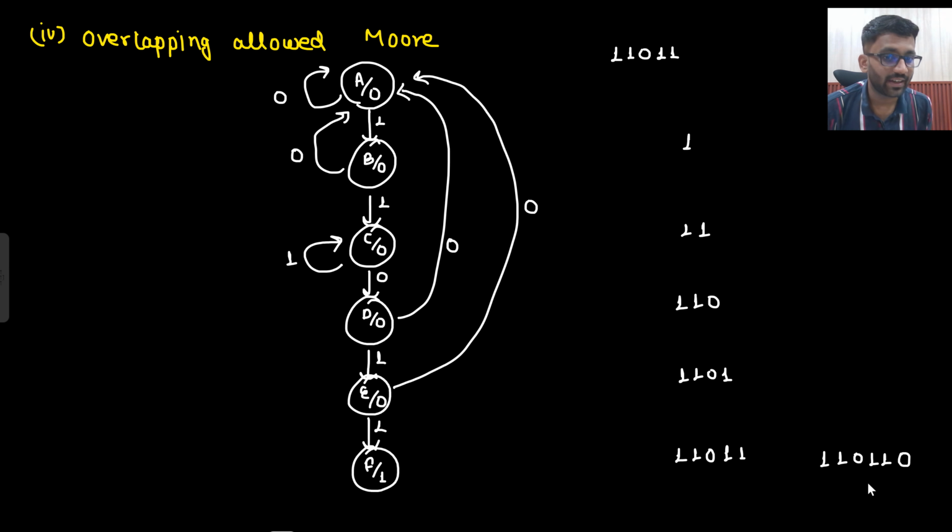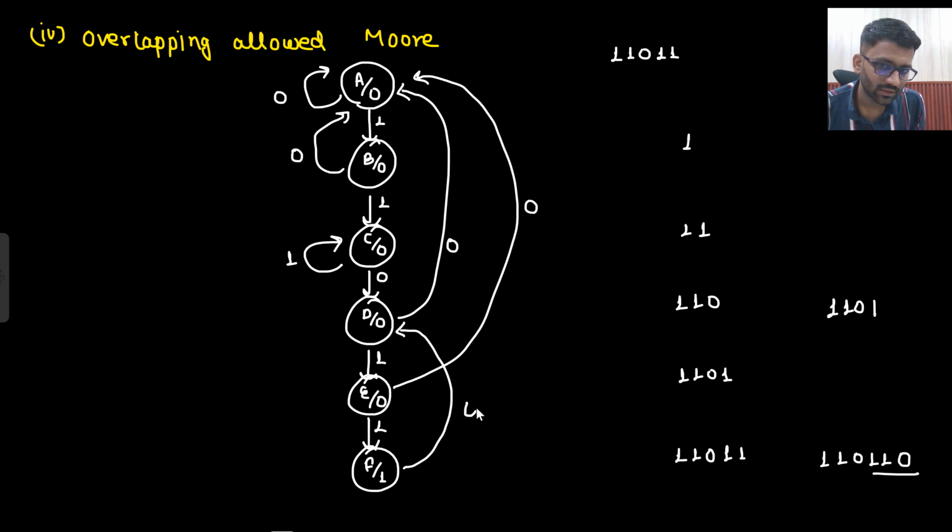But what if I get the best case? What if I get 1 1 0 1? If I get 1 1 0 1, I can come back here. But am I getting that? What I am getting? 1 0 1 1 0, not getting anywhere. 0 1 1 0, not getting anywhere. 1 1 0, yes, I am getting here. So I will go to the state D, if my applied input is 0.